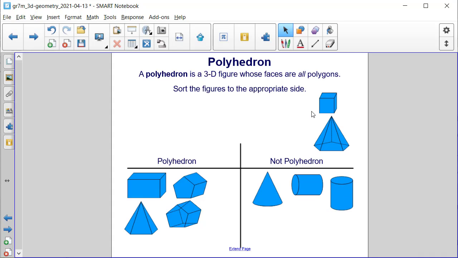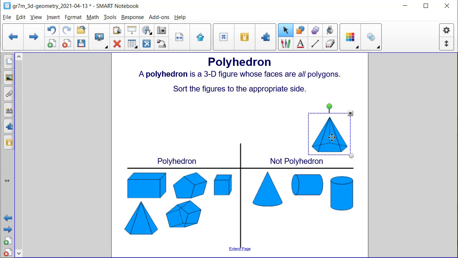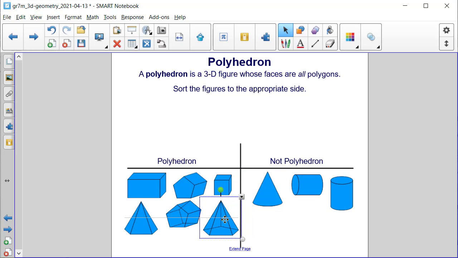surfaces and not polygons. Here's one that is composed of all polygons, looks like squares and rectangles. And then this one is composed of triangles and a pentagon as the base. So here are the polyhedra, which is the plural, and these are not considered to be polyhedra.